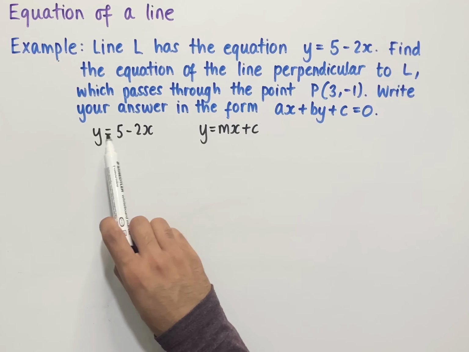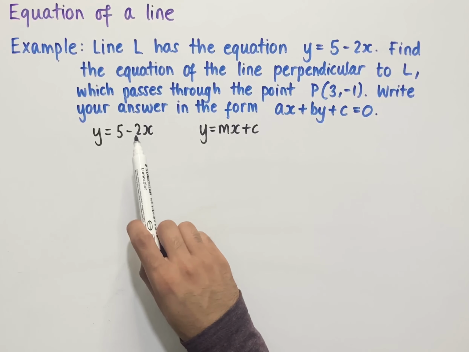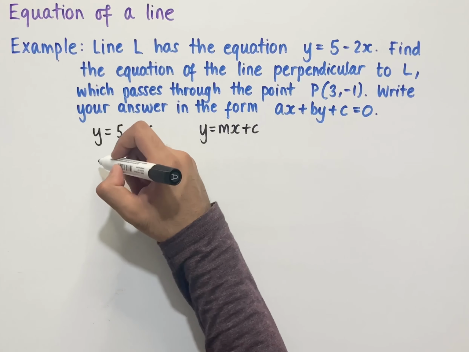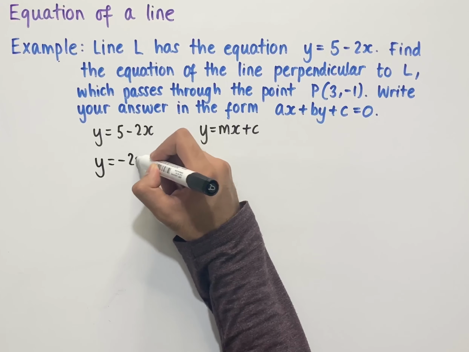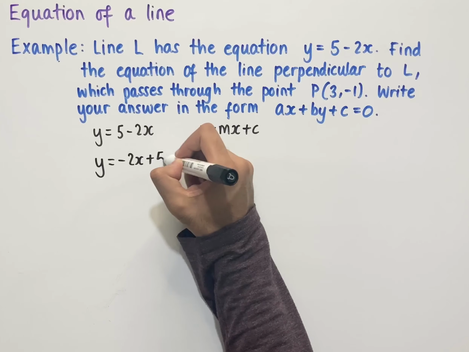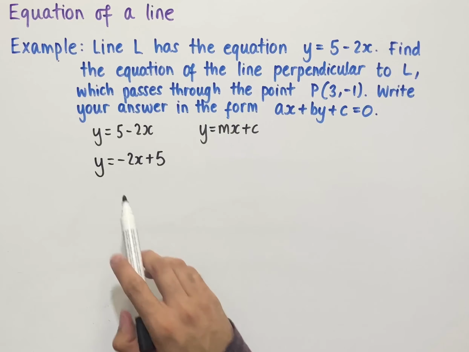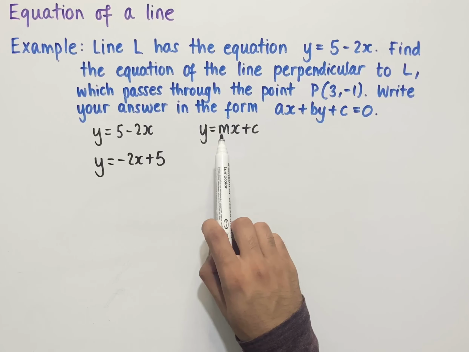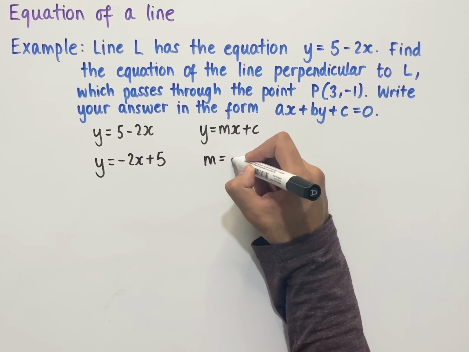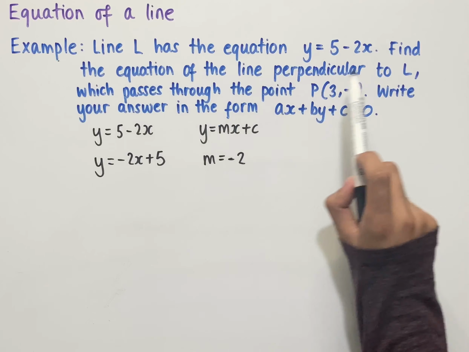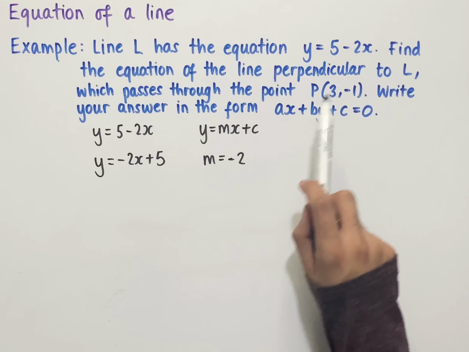We need to switch these two terms around so that the term that has x in it is first. And so if we switch the two terms around, we have y equals minus 2x plus 5. And so now, comparing this with the general equation of a line, we see that m, which is the gradient, equals minus 2.